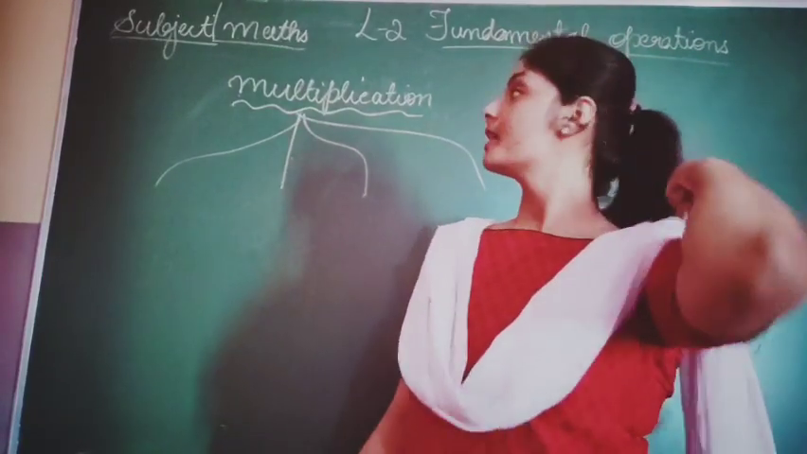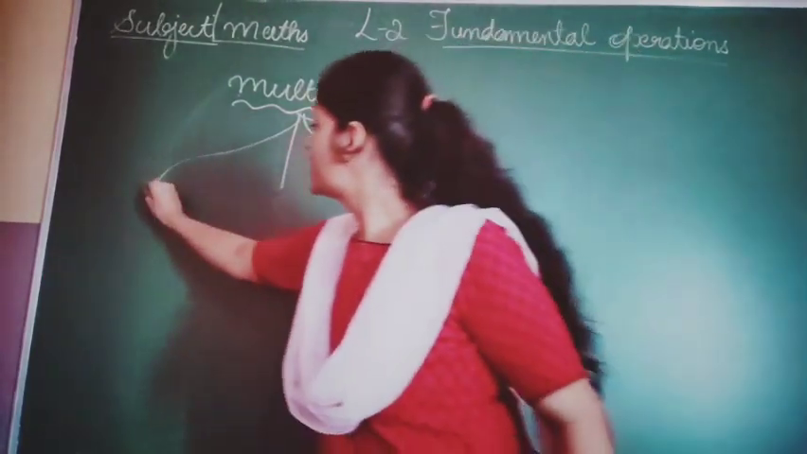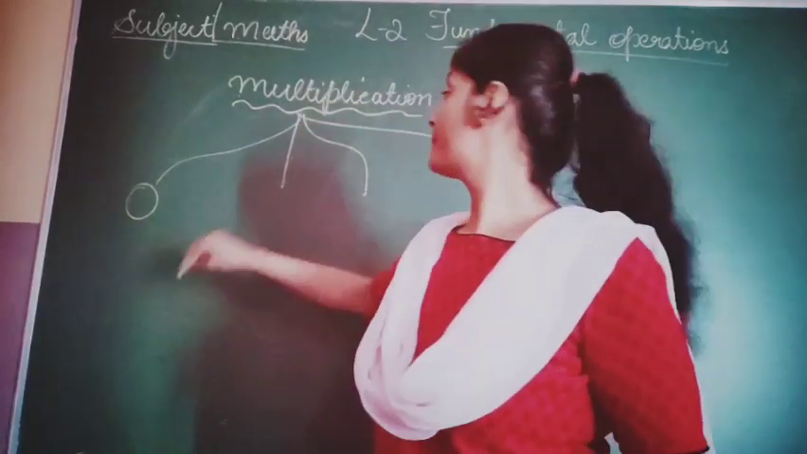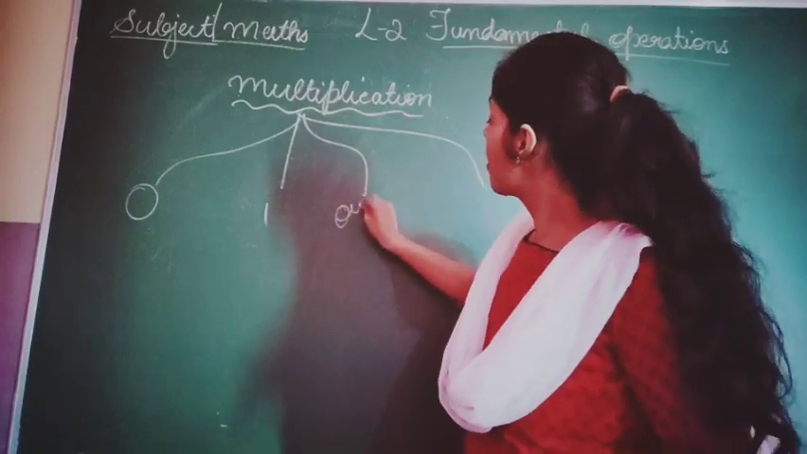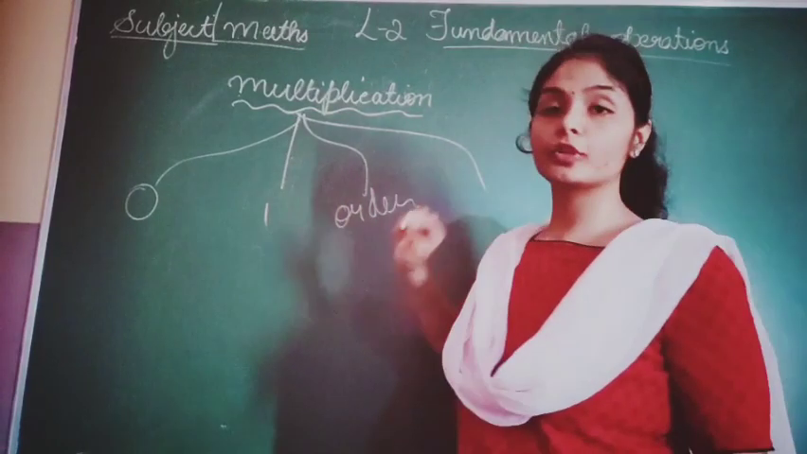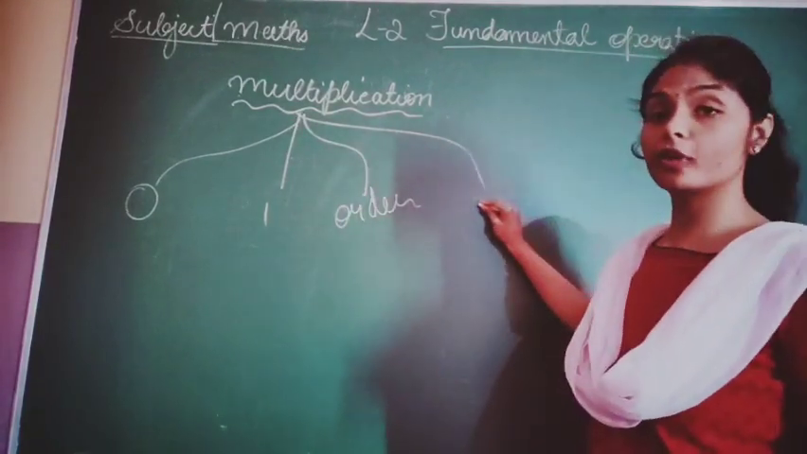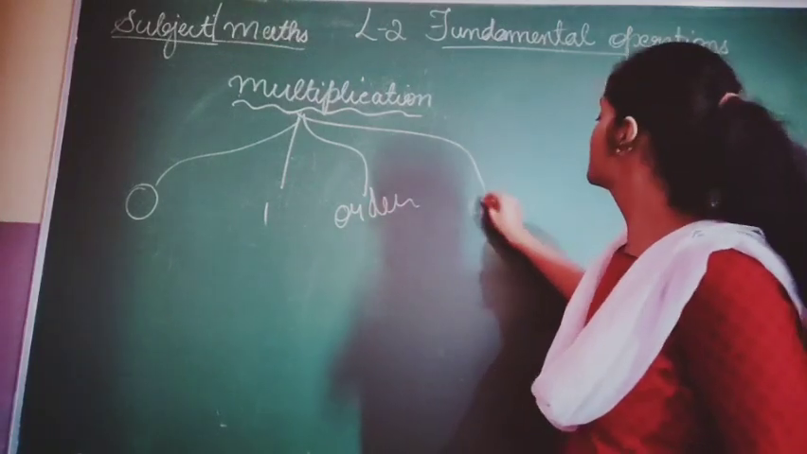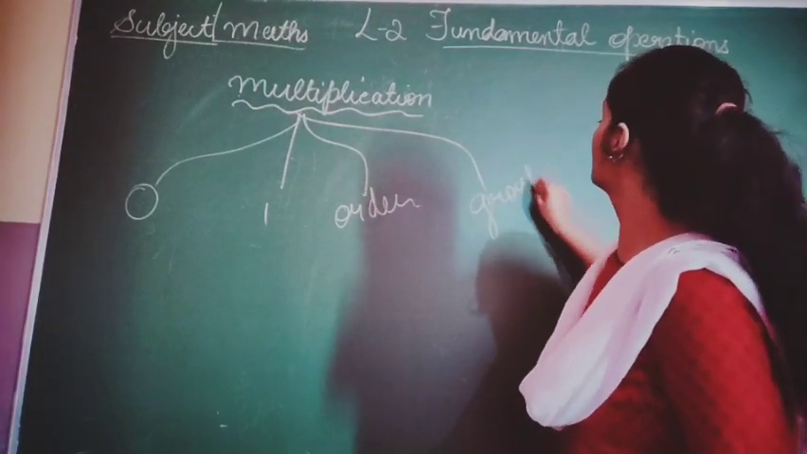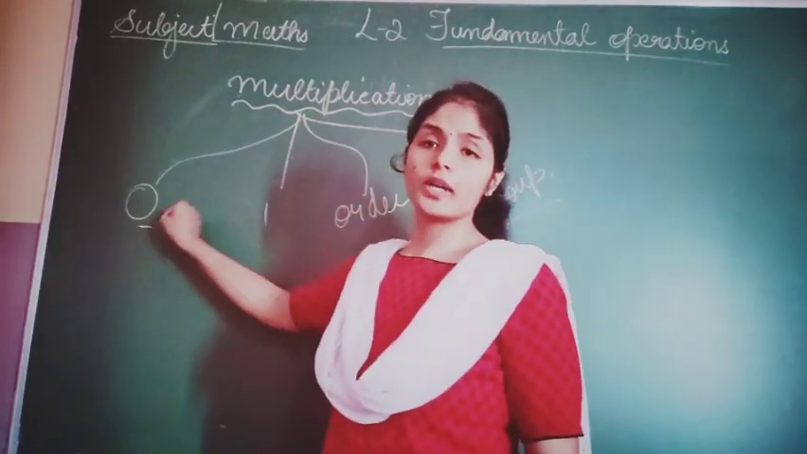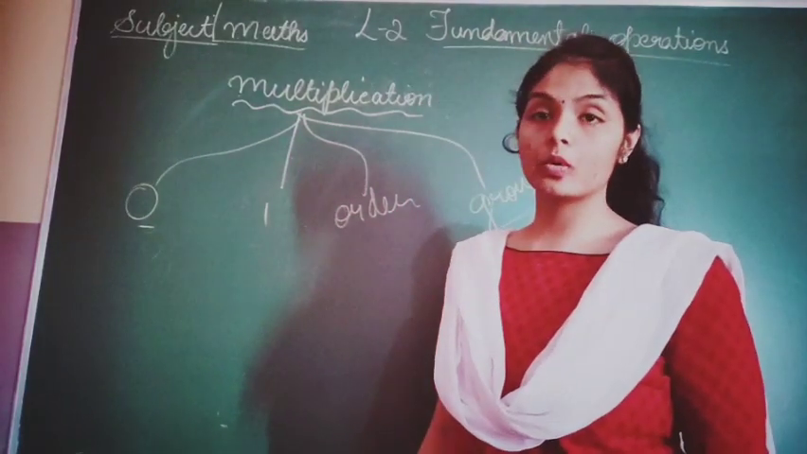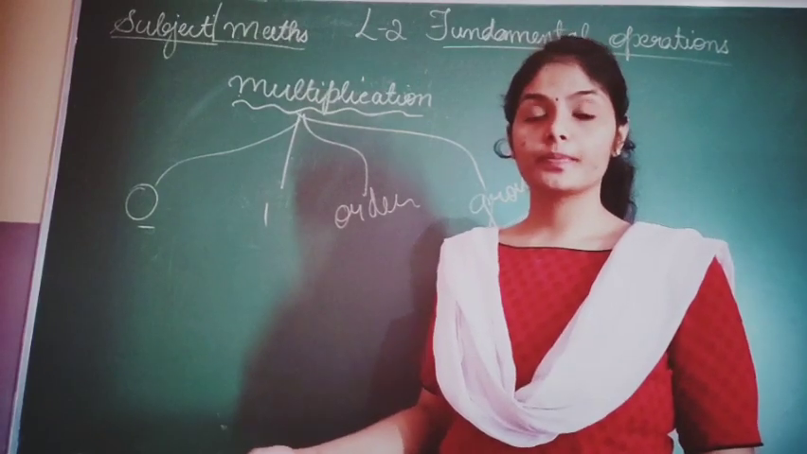Okay. How many types is it classified into? 4 types. The first type is 0. The second type is 1. The third type is order. And the fourth type is, what is the fourth type? Group. G-R-O-U-P. Group. Okay.